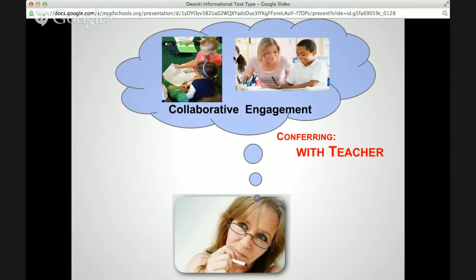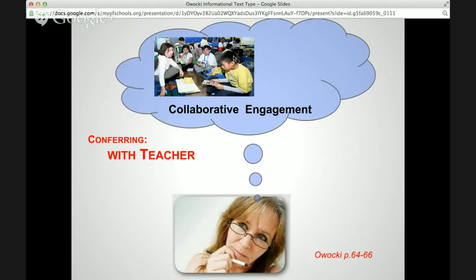So the second part of collaborative engagement, as Owocki defines it, is conferencing. So we know conferences are important to all students, and we are certainly familiar with teacher conferences and with peer conferences. Page 64 to 66 is where you're going to find this information. Let's talk first about teacher conferencing.